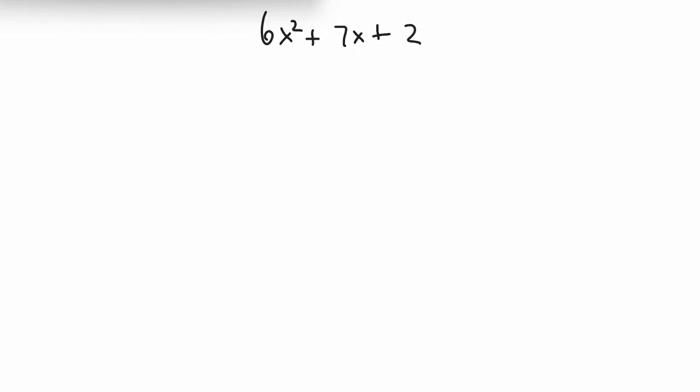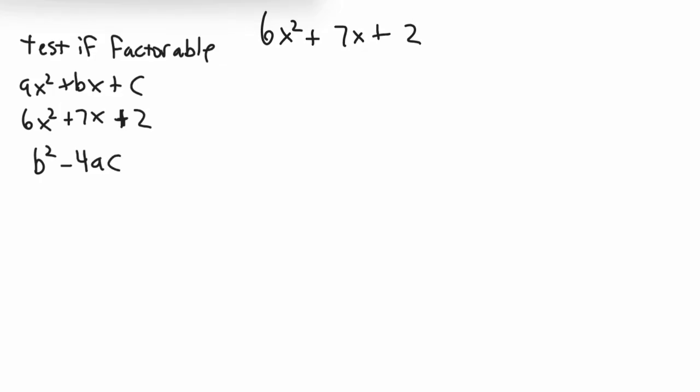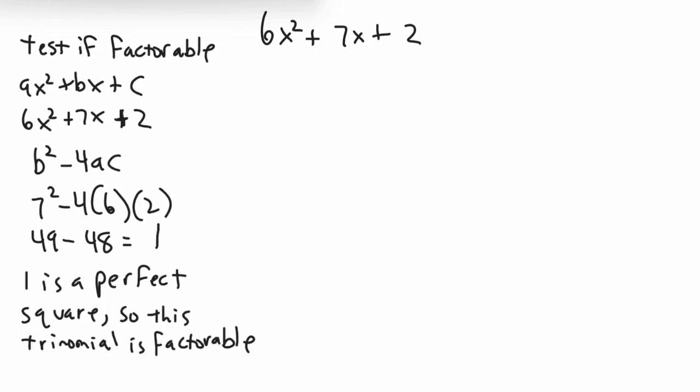Let's factor 6x squared plus 7x plus 2. Okay, so we first want to test and see if this is factorable. So you're going to plug this into b squared minus 4ac. Our b is 7, so that's 7 squared minus 4 times a is 6, c is 2. So we get 7 squared, that is 49, minus 4 times 6 times 2, that is 48. We subtract these, we get 1. So 1 is a perfect square, so this trinomial is factorable.